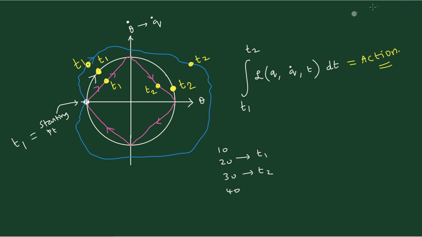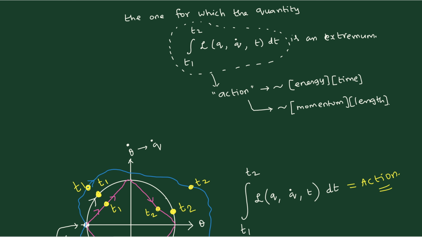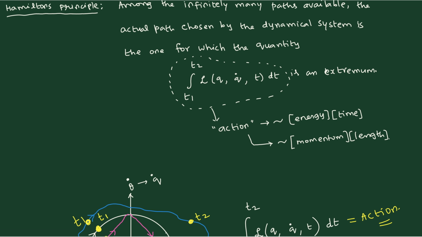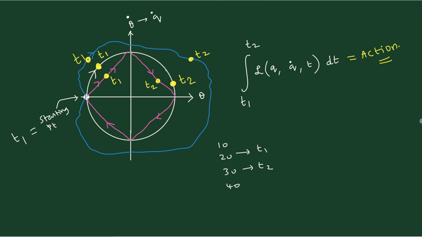So these are the meanings that you have for this, and therefore now you can easily understand that among the infinitely many paths available, the actual path taken by the dynamical system is the one for which the action integral is an extremum. So that is the condition. Now you have to give a mathematical way of saying how it can be an extremum. How do you say that the action integral is an extremum?